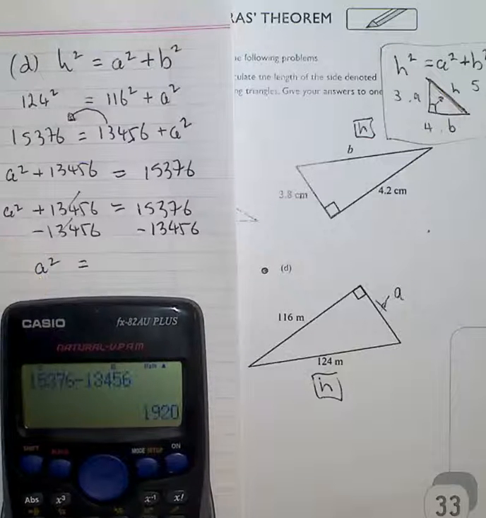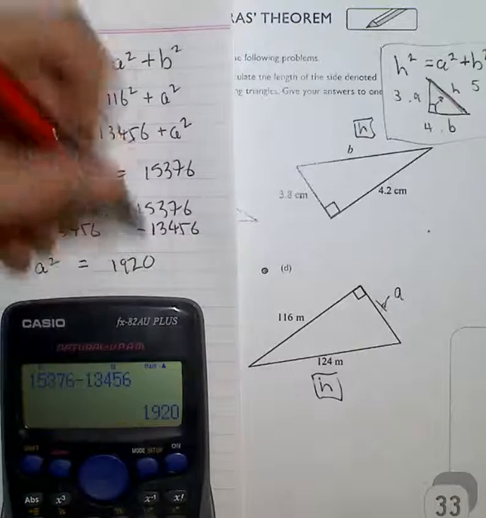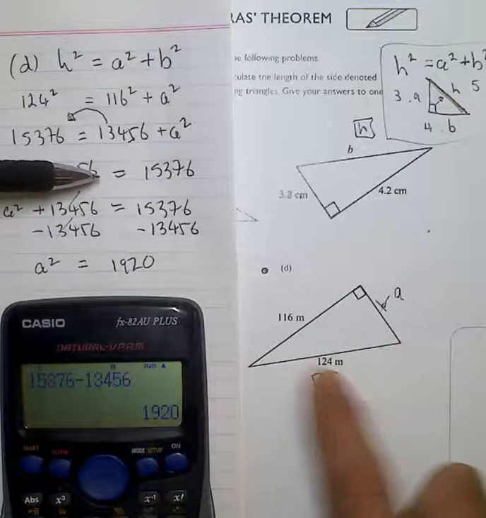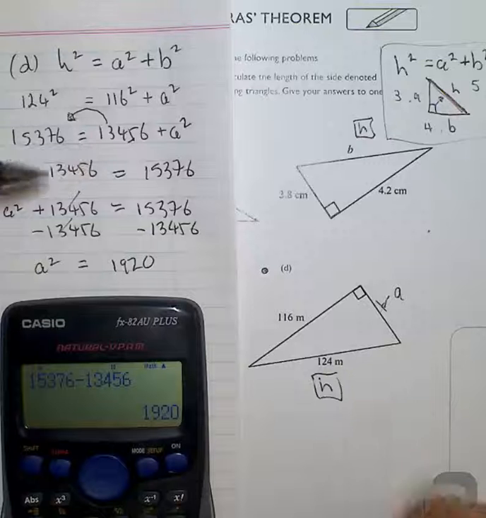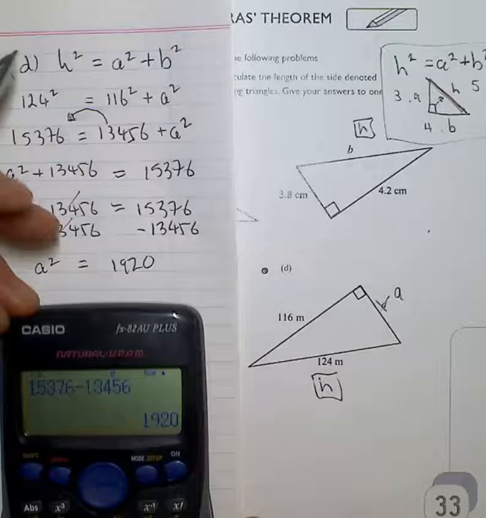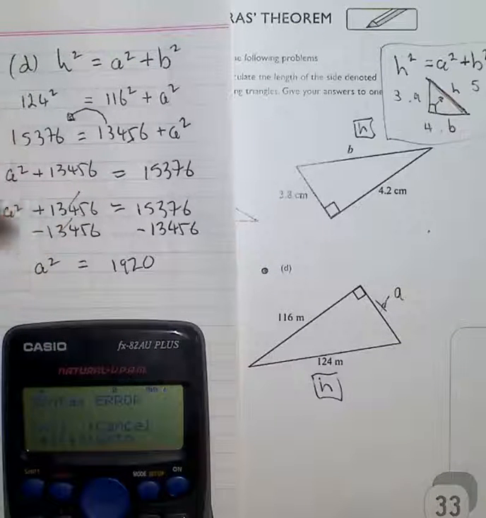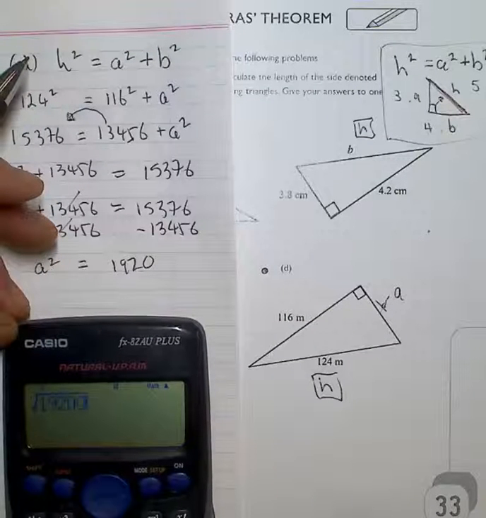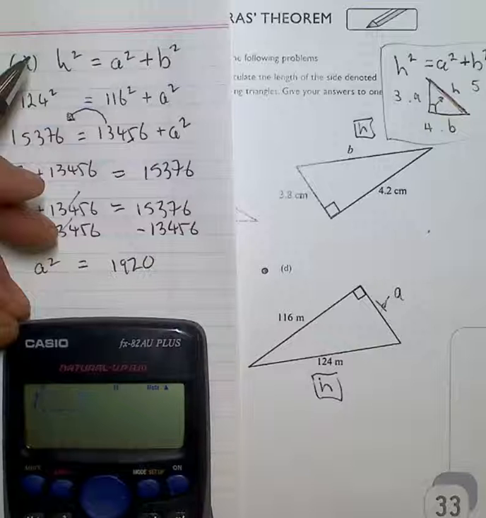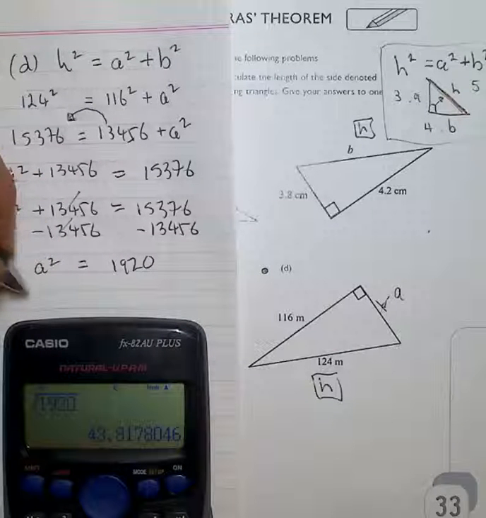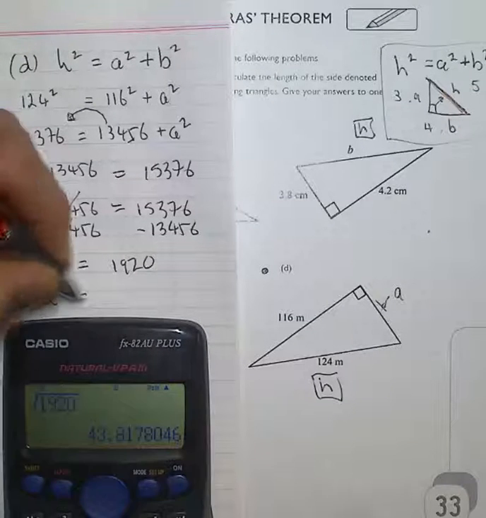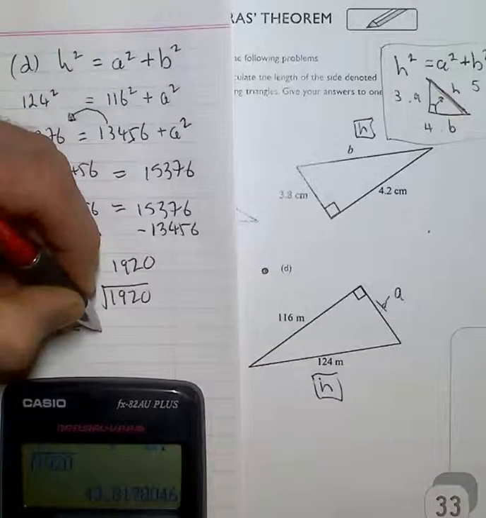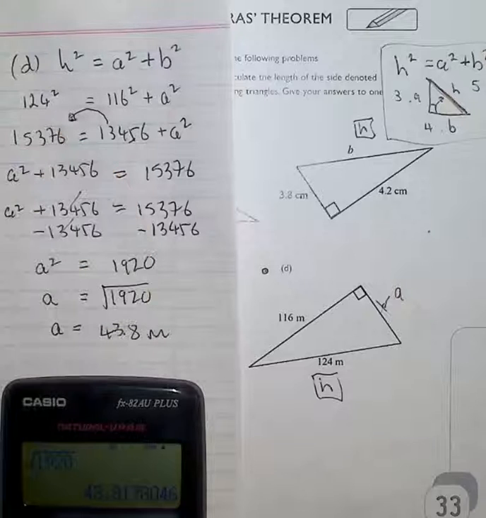That gives me 1920. Now, clearly, looking at this problem, that length must be shorter than the 124, and it clearly looks shorter than the 116. So that reminds me that I've got to take the square root of that. So the square root of 1920 gives me 43.8 meters. And that looks about right.